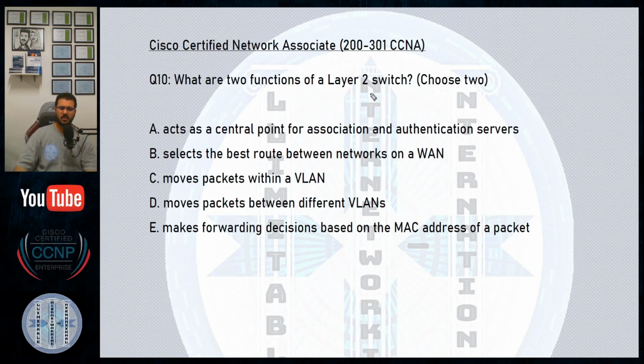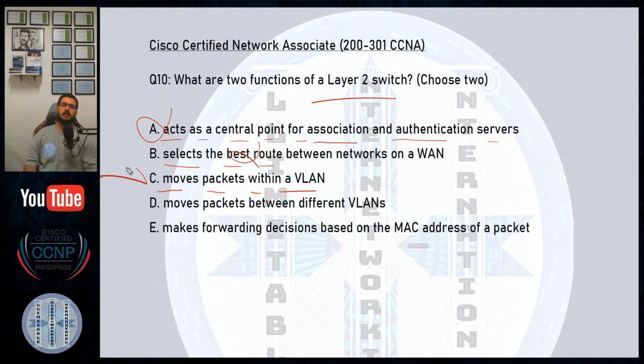Question 10. What are two functions of a layer 2 switch? That should be a piece of cake. Acts as a central point of association and authentication for servers or services. Makes no sense. Selects the best route between networks? No, no routes. Okay. Moves packets within a VLAN. Yes. Question: packets? Are you sure it's a packet? We can be sure of that or certain.